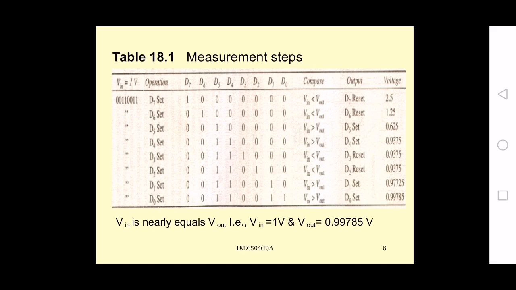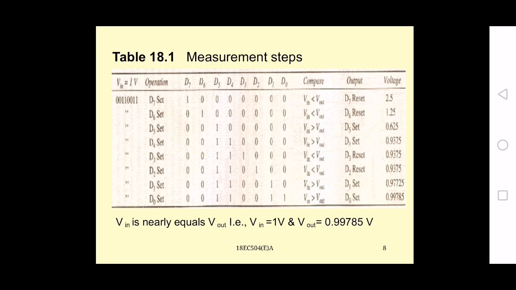D2 will be set, then the remaining 2 bits will be 0. Again I am checking the condition of V in and V out. Again V in is less than V out, so D2 will be reset. The voltage corresponds to 0.9375 only. So D2 is reset. So 0 0 1 1 0 0. So after 6 cycles, our D1 will be set and D0 is 0.